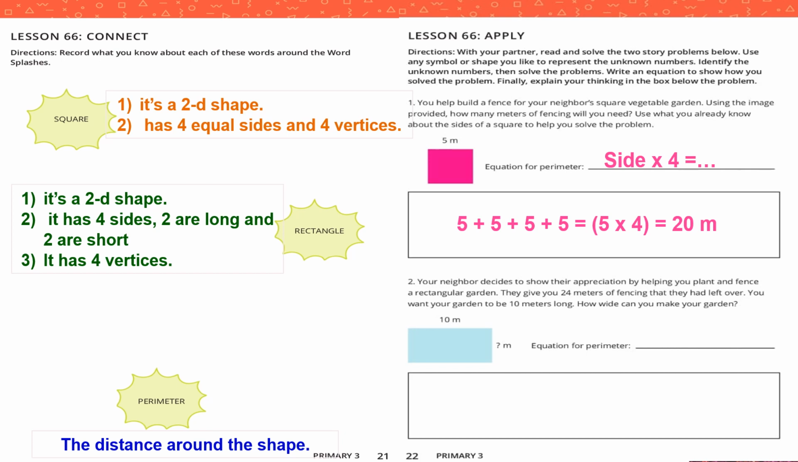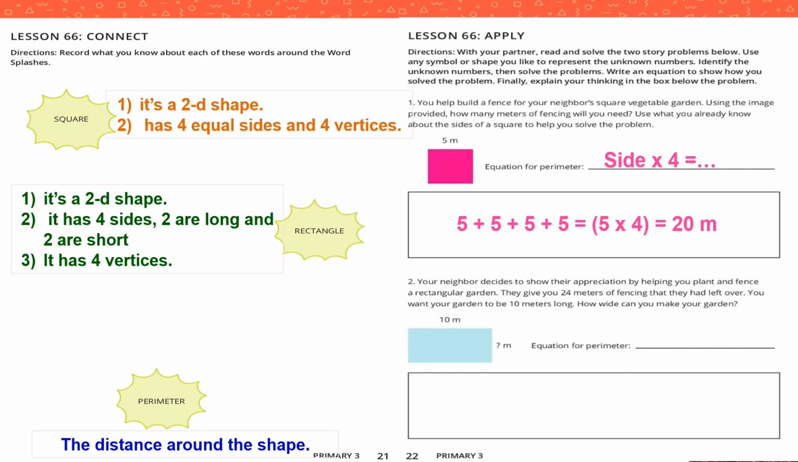You want your garden to be 10 meters long. So this is a rectangular garden. The length is 10 meters. I want to know this side, which is width.